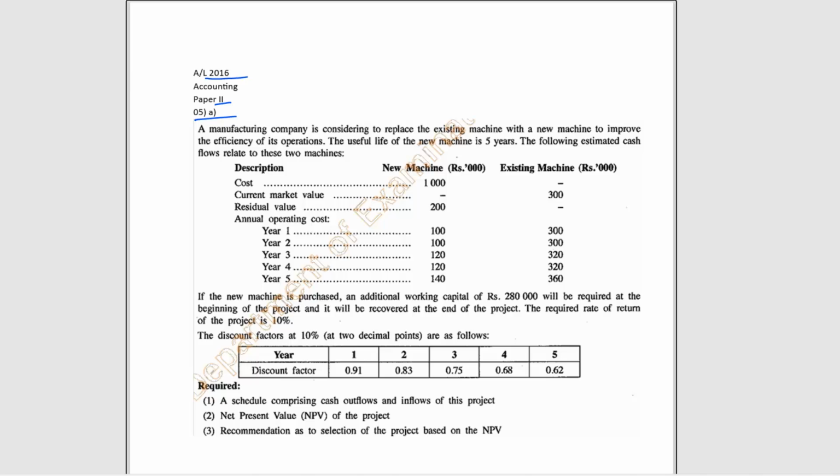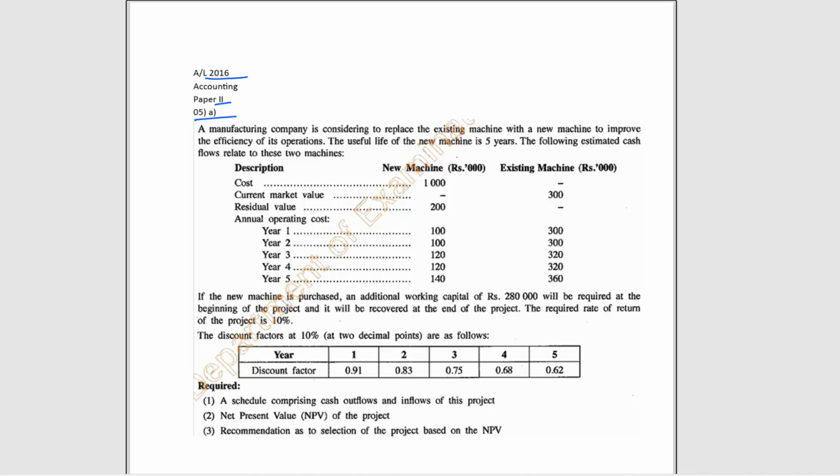A manufacturing company is considering replacing the existing machine with a new machine to improve the efficiency of its operation. So understand, there is a company currently using a machine to do some production. Now they are planning to replace that old asset with a new asset. Because the new asset's efficiency is good, obviously there will be some saving in the cost. But let's read the scenario and see whether there are any savings in the cost or not.